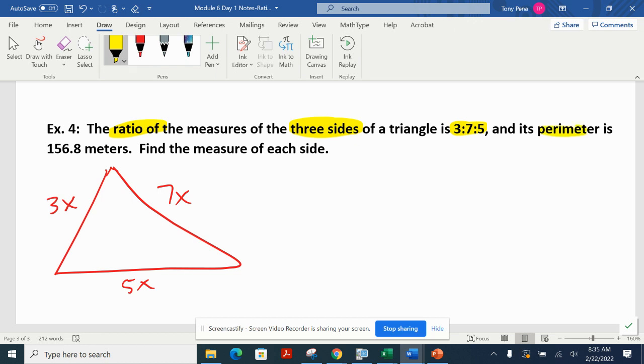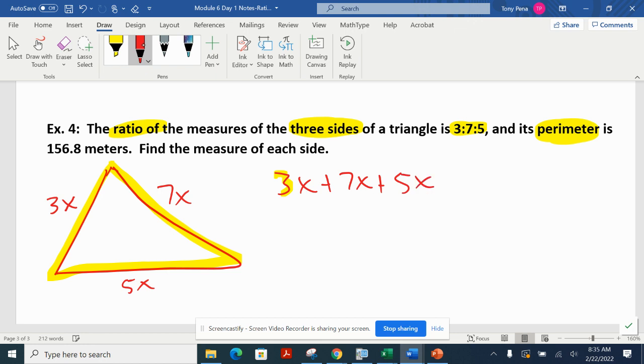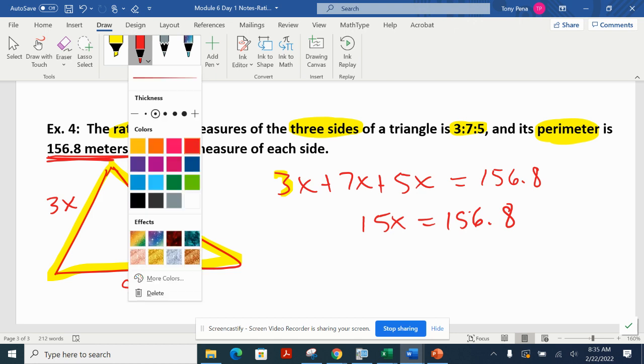This time, instead of the angles, though, knowing they're 180, I'm giving you the perimeter. Perimeter is just all of these sides added up. So when we add all of those sides, the 3x plus the 7x plus the 5x, that's our perimeter. And we know they better add up to equal 156.8. So that should be our equation. Not 180. If it was the angles, you'd set them equal to 180. Add them all up. So that's 15x equals 156.8. And this is what I need a calculator for as well.